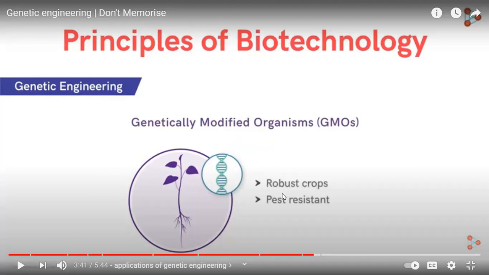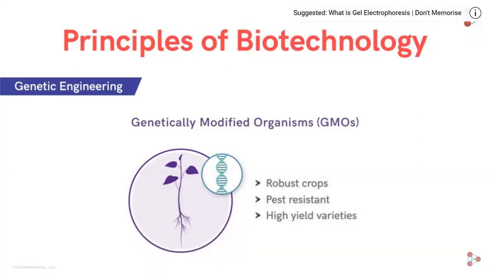For example, in Bt cotton, the cotton variety is not affected by the pests, the insects. So it is resistant to that pest. Also high yielding varieties of many crops. This was in short about one way in which genetic engineering can be carried out.